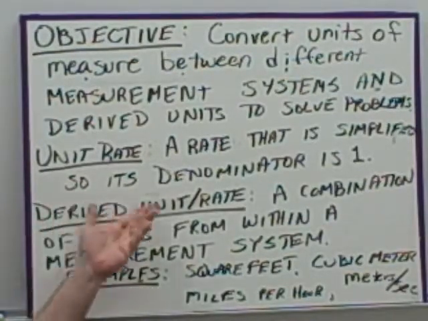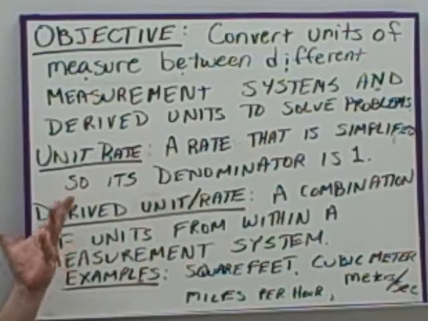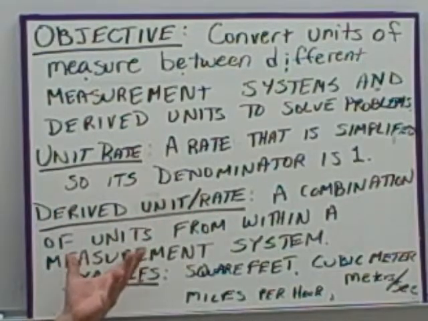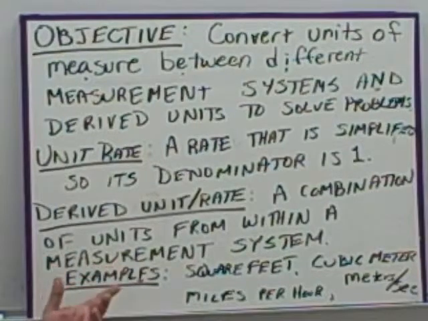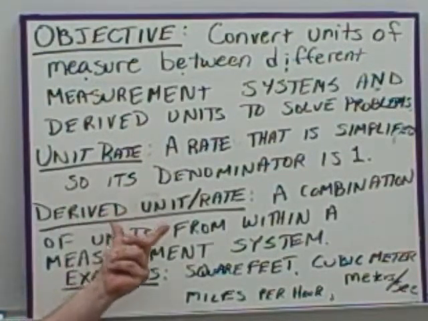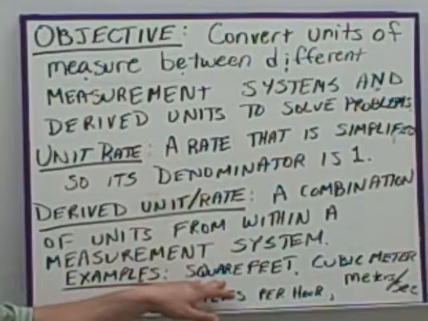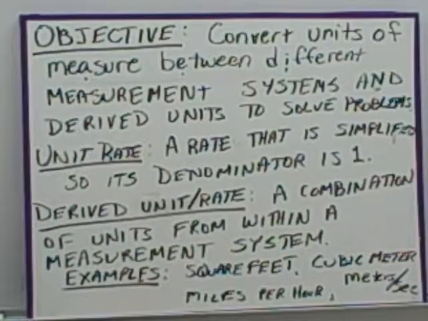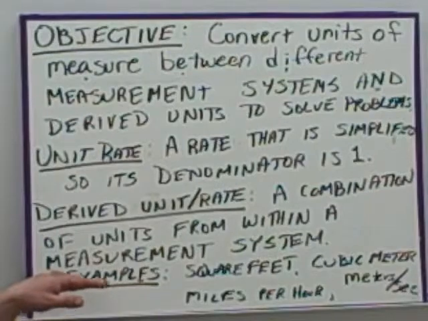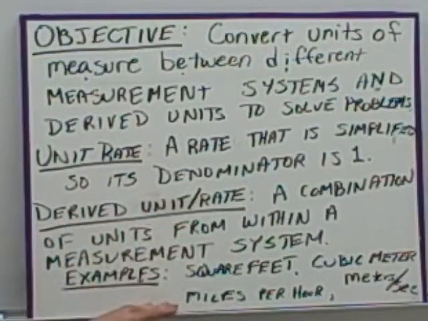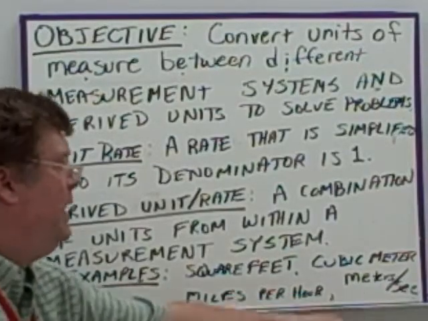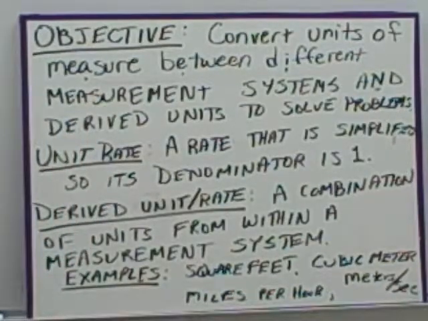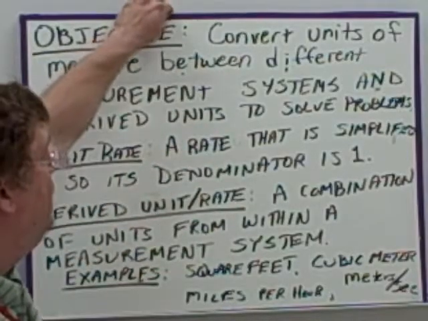And we need to know about derived units or derived rates. Derived is the main part of that. Derived is going to be a combination of units from within the measurement system. When we're talking about a derived unit, it's going to be more like these first examples here, square feet, cubic meter, when there's one unit type involved. Or then the derived rate will be more when there's two separate types of units being combined, miles per hour, meters per second. Generally the rate will have something per time, or it could be per something other, but usually it's per some measurement of time.